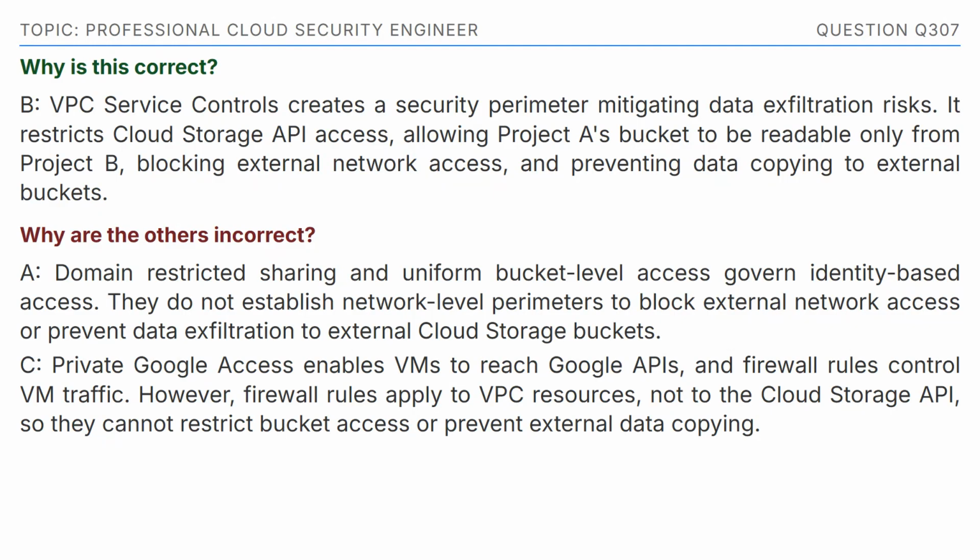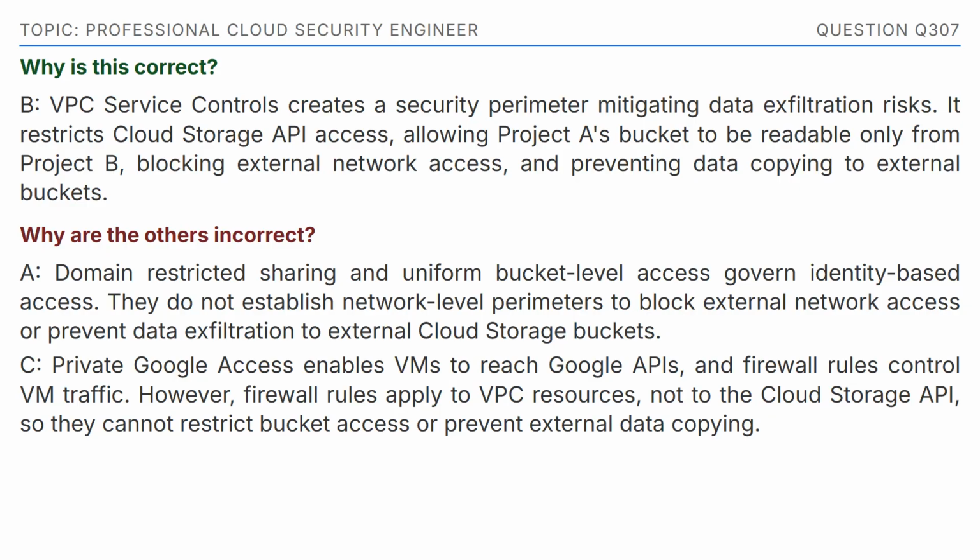The VPC Service Controls creates a security perimeter mitigating data exfiltration risks. It restricts Cloud Storage API access, allowing Project A's bucket to be readable only from Project B, blocking external network access, and preventing data copying to external buckets.